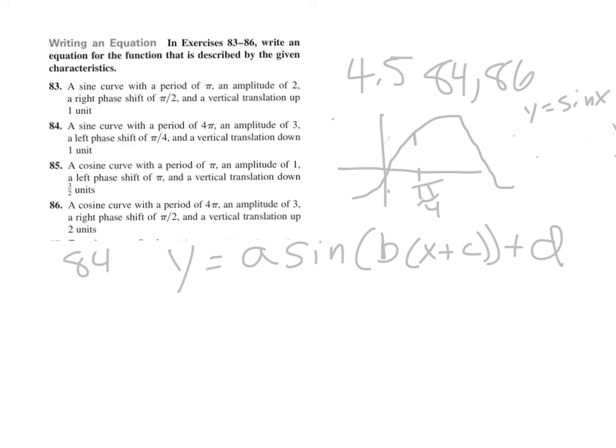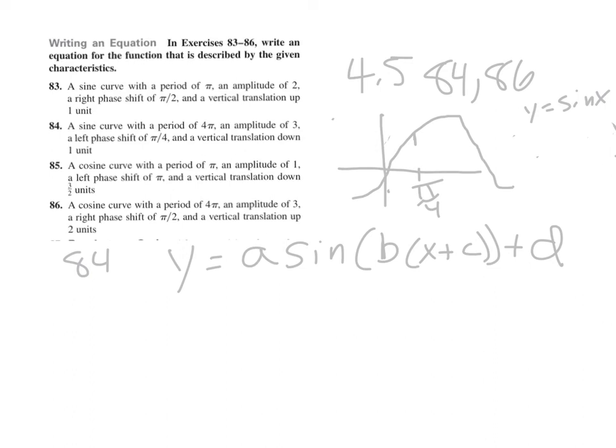All right, so it says, write an equation for a function that is given by the following characteristics. For 84, it says it's a sine curve with a period of 4 pi, amplitude 3, left phase shift of pi over 4, and a vertical translation down of 1 unit. Okay, so try to just take my time here.